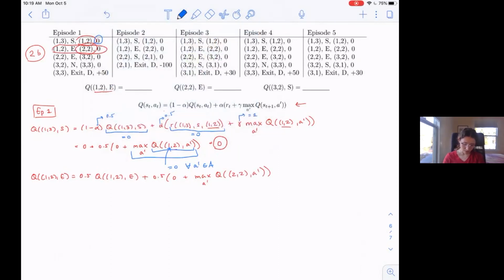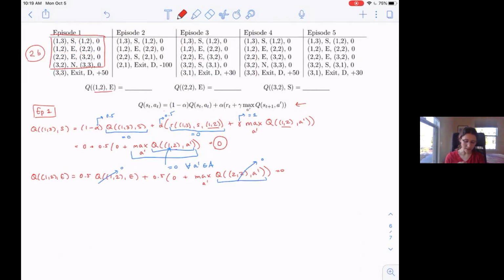What do we know? Well, again, something anticlimactic. We haven't ever updated 1, 2 east, so this is going to be 0. And we haven't actually updated anything about the state 2, 2 for any of the actions, so this is also going to be equal to 0. So nothing interesting happens here. In fact, what we're going to notice is that for all of these samples here, nothing interesting is going to happen in terms of the Q value update.